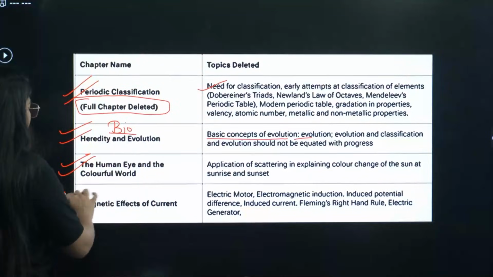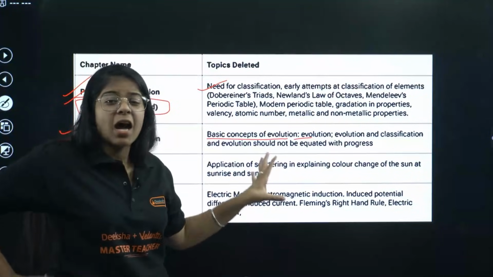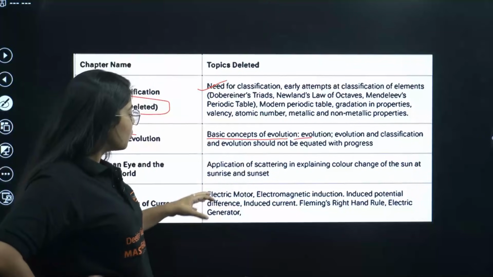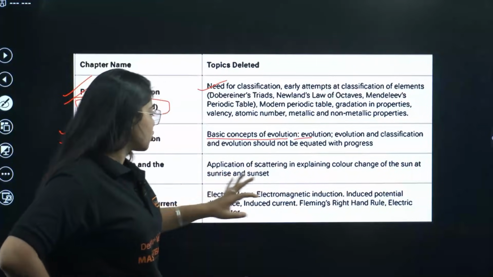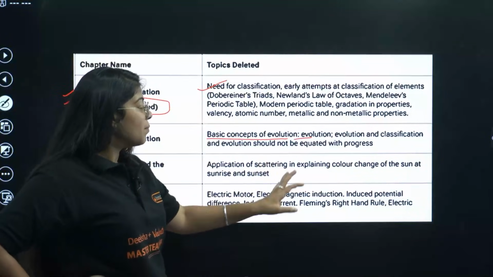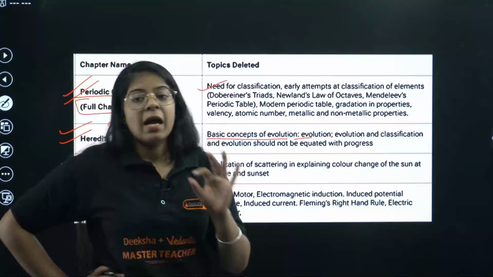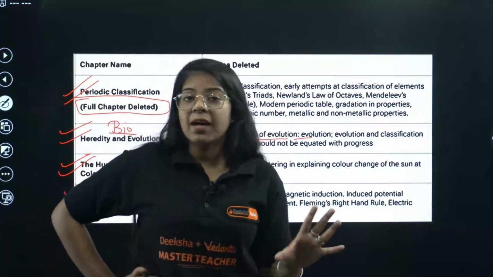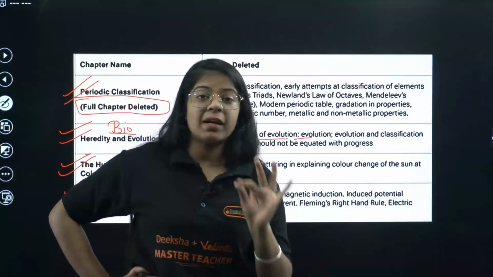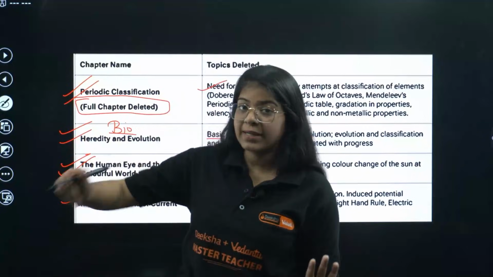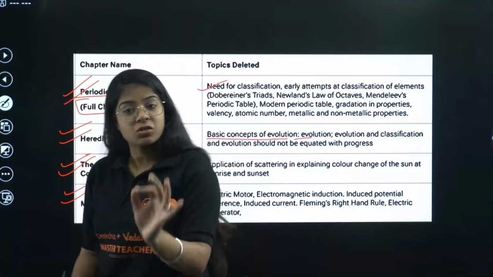Okay. Next, we have magnetic effects of electric current. A lot of topics and the hard ones are omitted from this chapter. What are those? Electric motor is gone, electromagnetic induction gone, induced potential difference, induced current, Fleming's right hand rule and electric generator, everything is omitted. Mind you, Fleming's left hand rule is still there and right hand thumb rule is still there, but Fleming's right hand rule is not there.